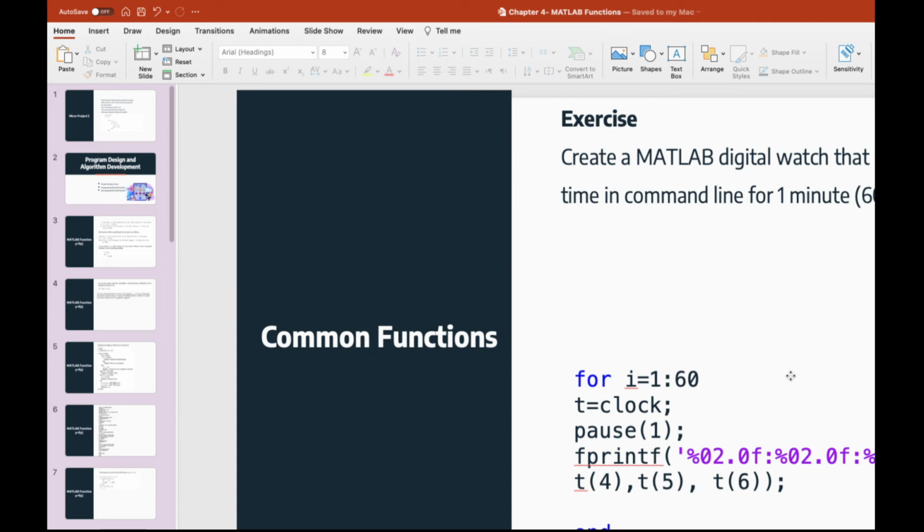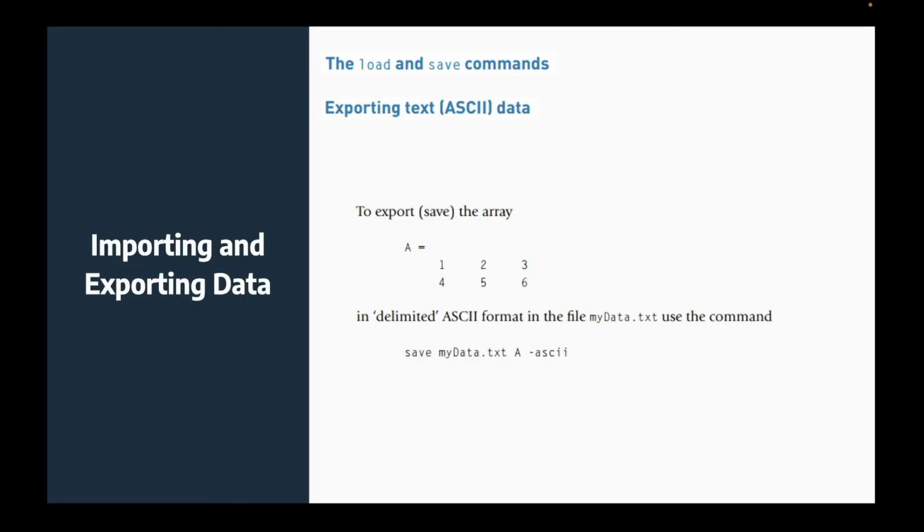Well, congrats on your first creative program based on what you learned in coding. Now, for importing and exporting data. Exporting, in a way or another, means saving. So when you export, you save. Now let's create an array. A equals 1 space 2 space 3, then semicolon, 4 space 5 space 6, semicolon. That's going to create this array looking like that.